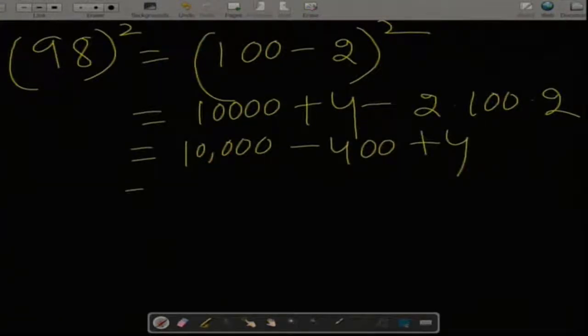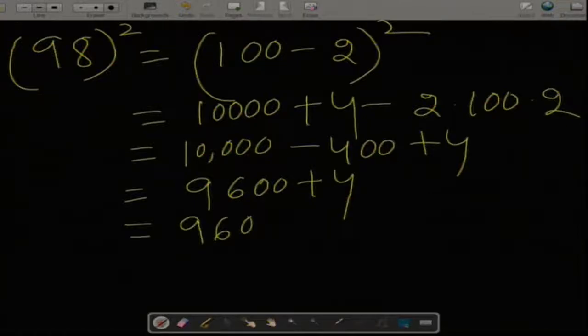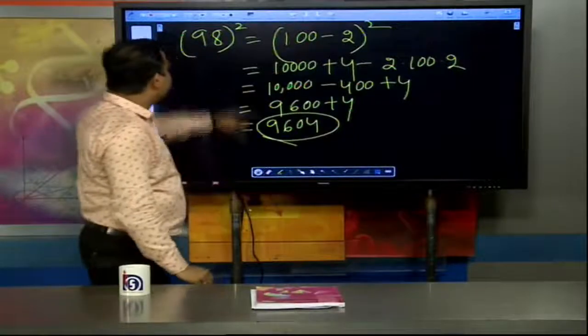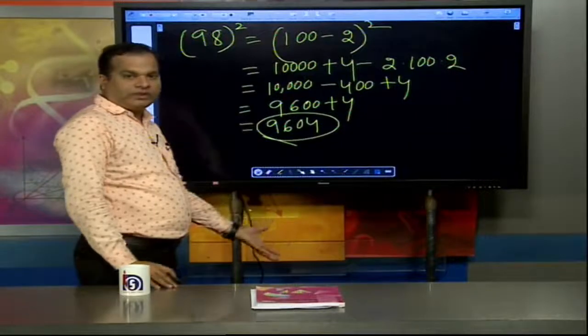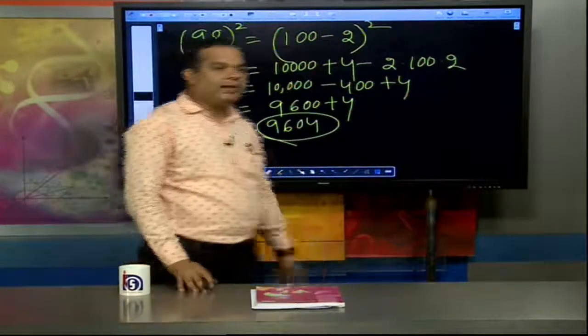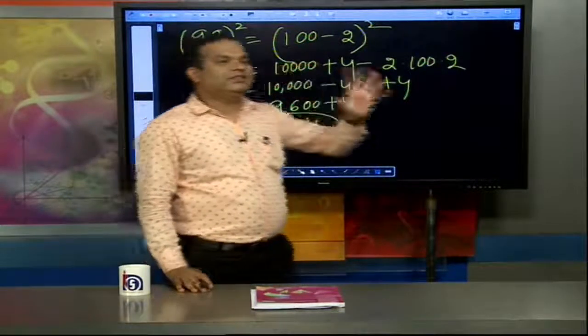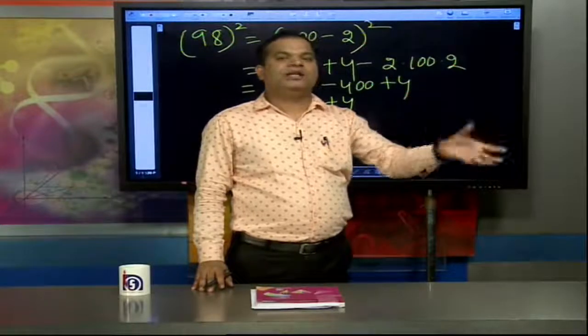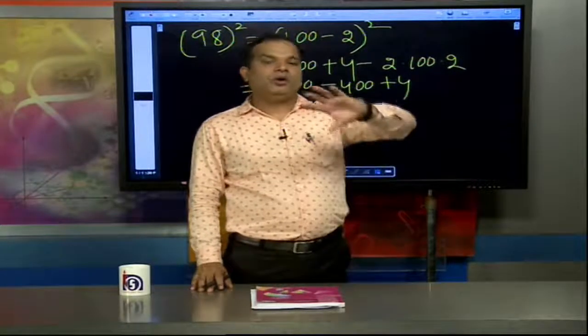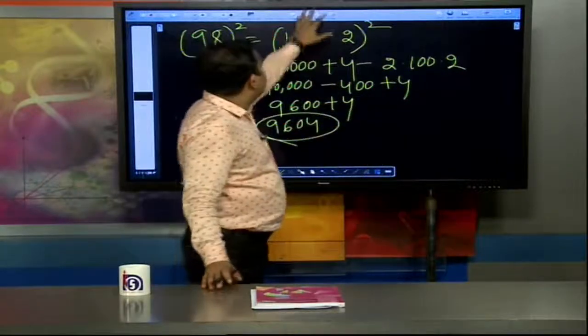So simply I can write 10,000 minus 400 means 9,600 plus 4. So I can write 9604. This will be the answer, because by using that (a minus b) whole square, the second special product, we can very simply get the result. So dear learners, these are the techniques we can use in our day-to-day life problems or different mathematical concepts in order to find the solution.